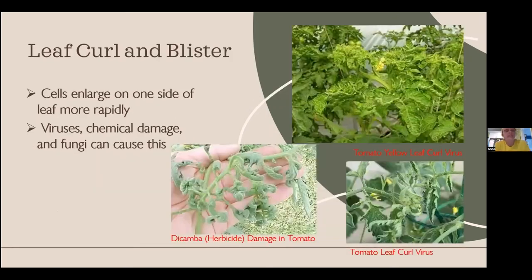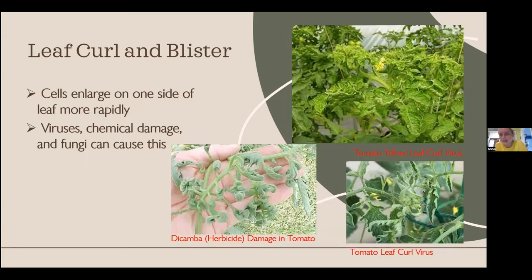Another symptom would be leaf curl and blister of the leaf. This is where the cells enlarge on one side of the leaf more rapidly than the other, so it kind of curls over on itself, or the leaves are kind of cupped as a stress response. Viruses can cause this. Tomato leaf curl virus is something that you'll read about when you're shopping for tomato varieties and seed catalogs, because certain varieties have been bred for resistance to that virus. However, fungus can also cause it. Heat stress can cause it.